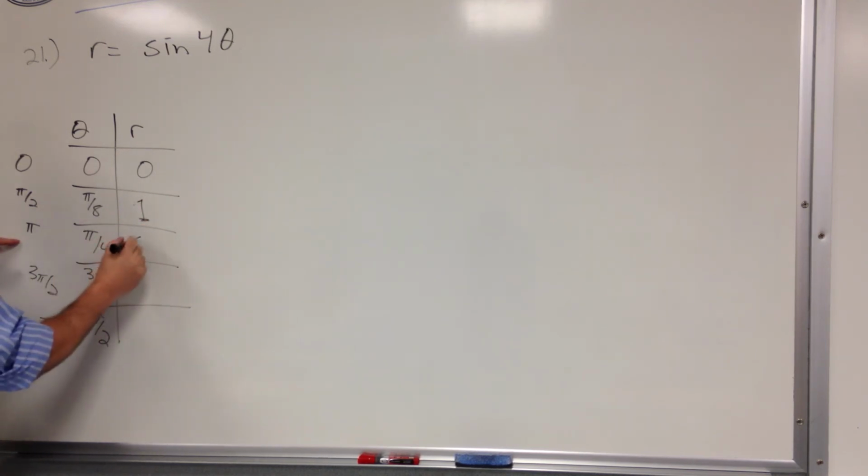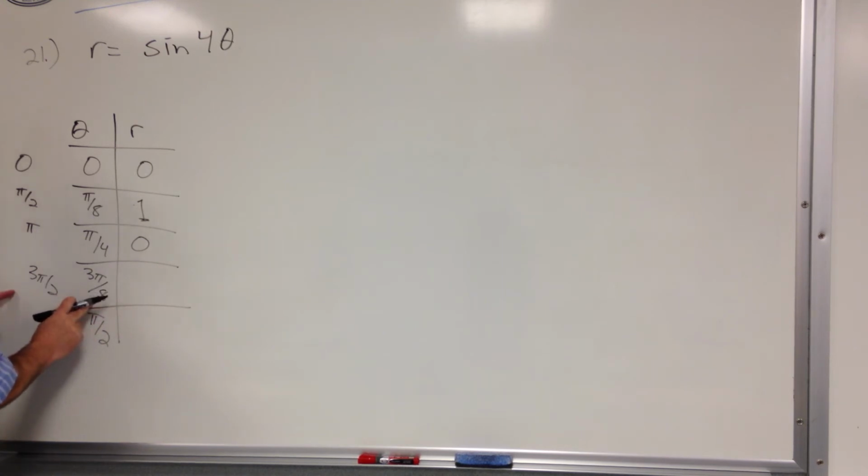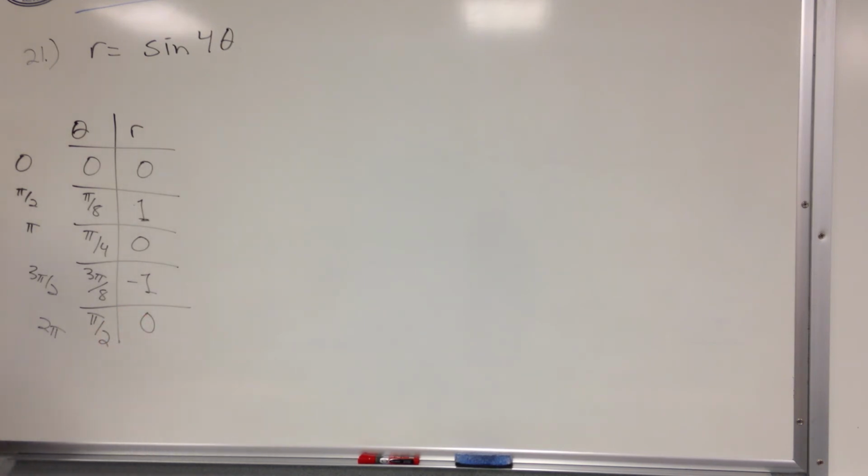Yep, put in pi, we get 0. Put in 3 pi over 8, the 4 changes it to 3 pi over 2, which is our negative 1. And put in 2 pi, zero. Put in pi over 2, the 4 changes it to 2 pi, and it's 0.